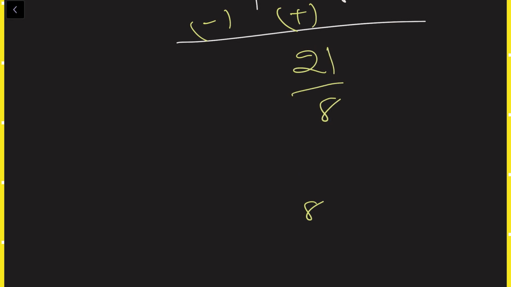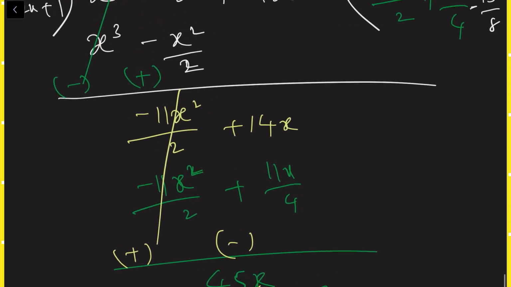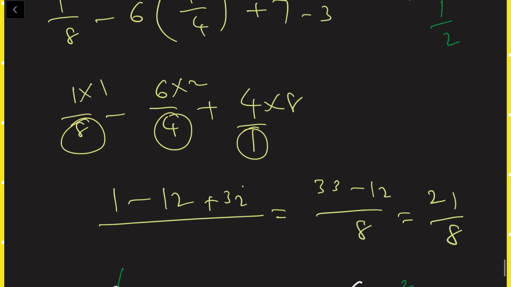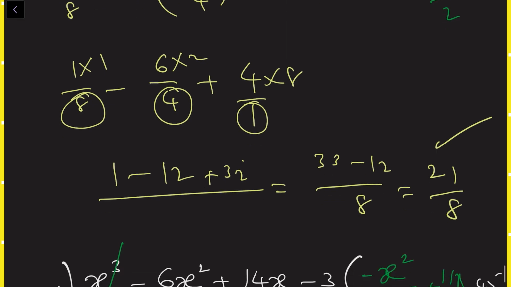Let us check whether when we substituted we got the same remainder or not. 21 by 8. Of course, we got the correct answer, 21 by 8, here also. So it means whatever process we did is correct.